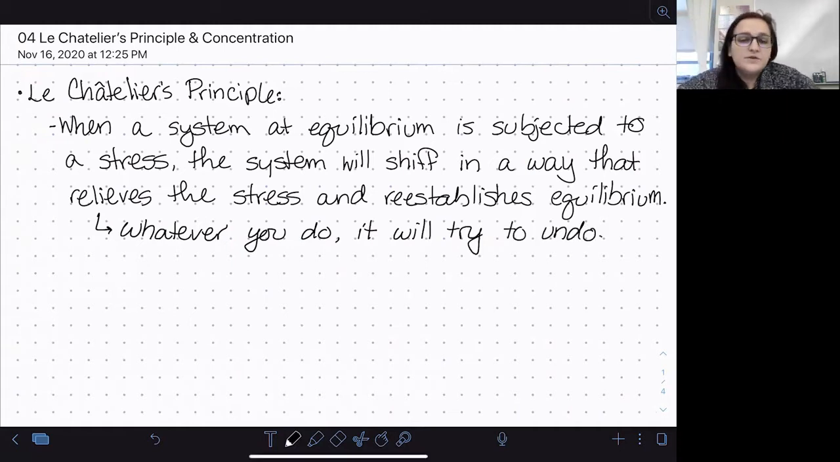So if you add extra of one reactant, it will shift to get rid of that. If you take reactant away, it will shift to put it back. Whatever you do, the reaction is going to try to undo by shifting in whichever direction, forward or reverse, accomplishes that. So what kinds of things count as stress? So what can stress out a chemical reaction?